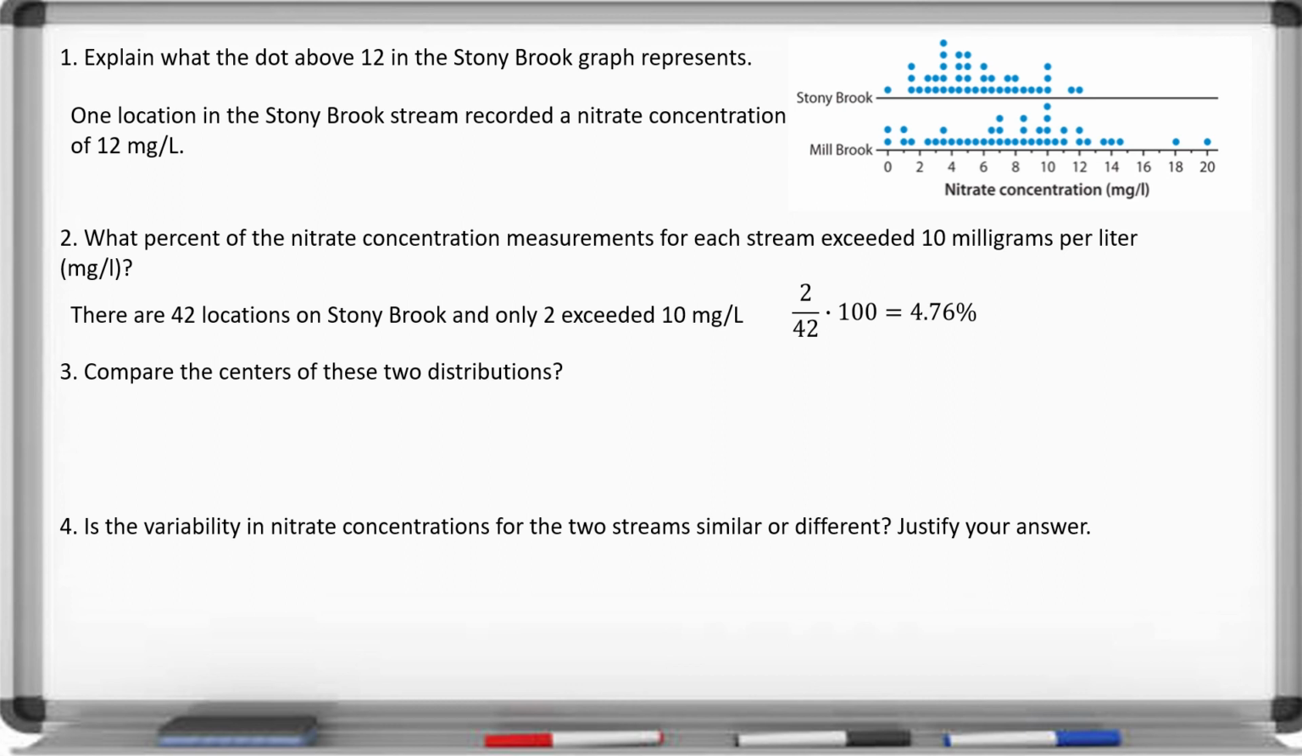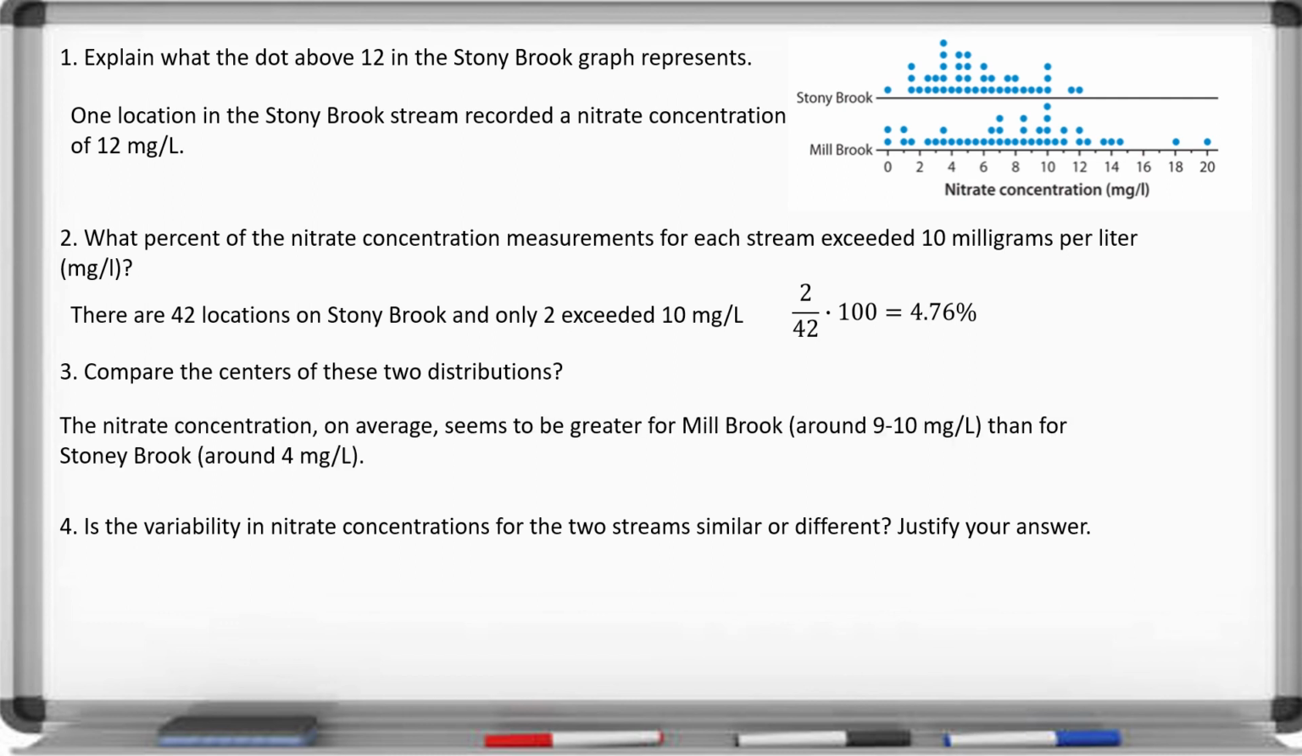Now we want to compare the centers of the 2 distributions. For Millbrook, the center of the cluster seems to be around 9 to 10. If you look at Stony Brook, the center is around the 4 mark, 4 milligrams per liter. So it seems that the center for Millbrook is greater than that for Stony Brook. On average, the Millbrook concentrations are not looking very good.